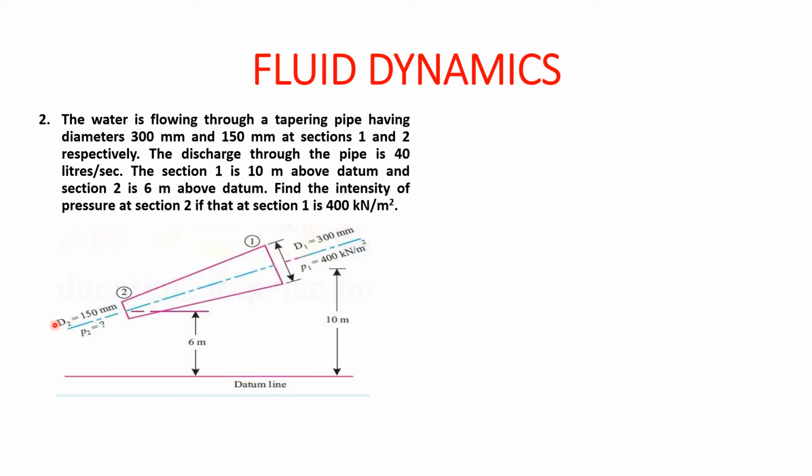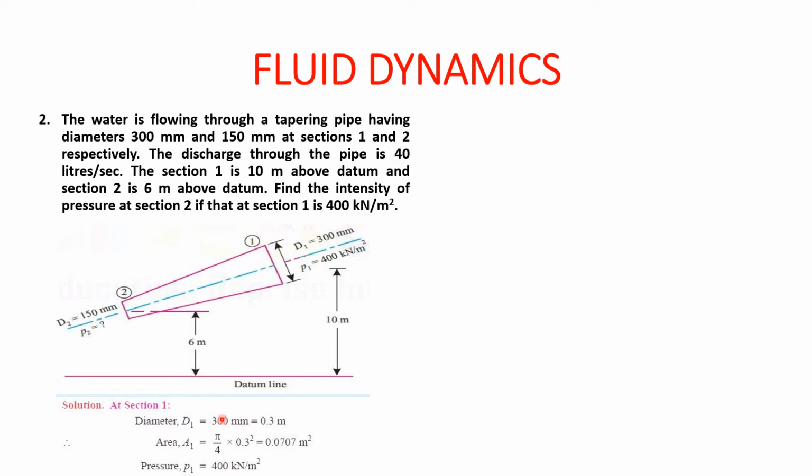Then at section 2, the diameter D2 is 150 mm, and Z2 from the datum is 6 meters. We have to find the value of P2, so again we apply Bernoulli's equation. Another value given to us is the discharge. So first we will see the given data.